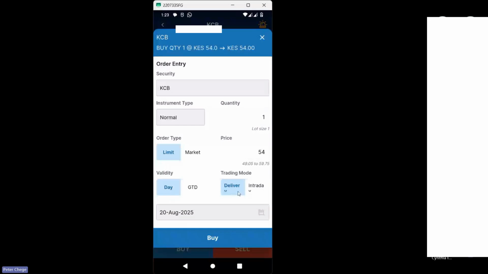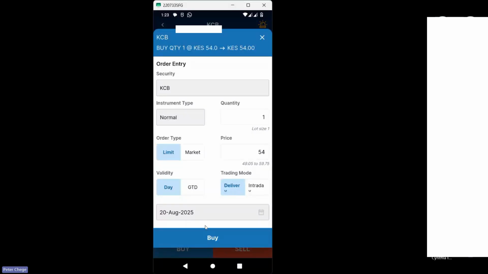Then there is delivery and intraday. Delivery is where you are tied to T+3. If I buy today, I can only sell this KCB after 3 working days, now on the 4th day. That is the rule in the market. Intraday, however, I can buy today and sell today. Let me do delivery. Intraday, I don't intend to sell right now because of the cost. I will still be incurring some cost.